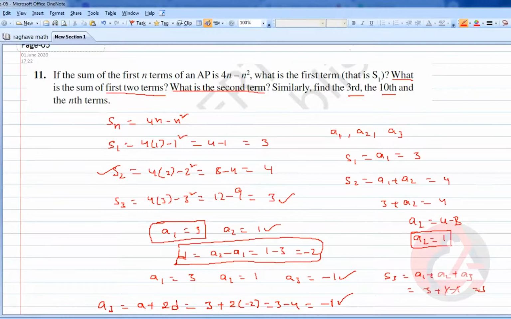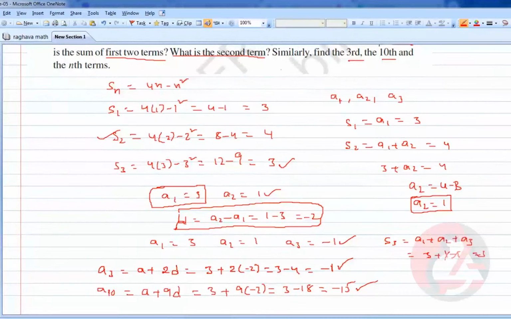Once I found the a comma d values, I moved to the problem. What is the second term? The second term is nothing but a2, which I already found, that is 1. What is the third term? The third term is already found, it is minus 1. The 10th term is a10 = a + 9d, so 3 plus 9 into minus 2, that will give 3 minus 18, which is equal to minus 15.